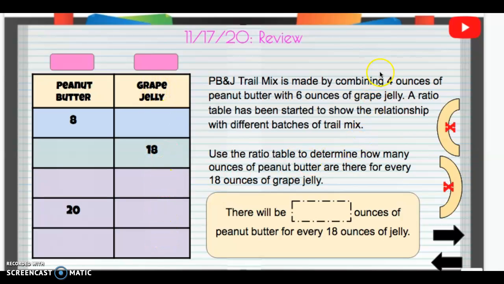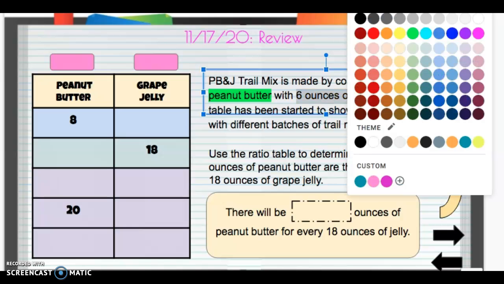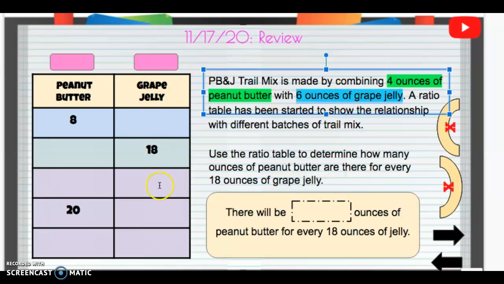However, we have 4 ounces of peanut butter. So that means that we have to look for 4 ounces in our peanut butter column. And then we have 6 ounces of grape jelly, which means we have to find a 6 in our grape jelly column, which I don't see either. So that means I need to add another column for that. So I'm going to add a 4 for peanut butter and a 6 for grape jelly.